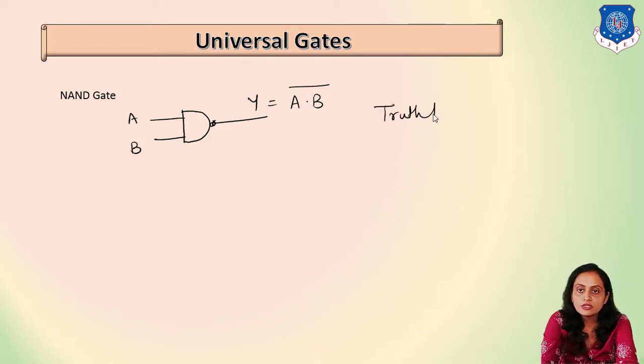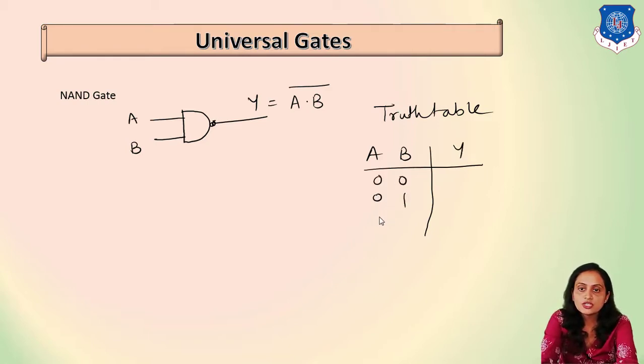And we will see the truth table of this NAND gate. For that we will write inputs A and B, and we have output Y. Possible combinations of inputs are 0 0, 0 1, 1 0, 1 1, and we know that in the AND operation, if any of the inputs is 0, then the output will be 0. But here it will be the opposite of that. So if any of the inputs is 0, then the output will be 1. And if both the inputs are 1, the AND operation says the output is 1, but here the inverse of that is a 0.